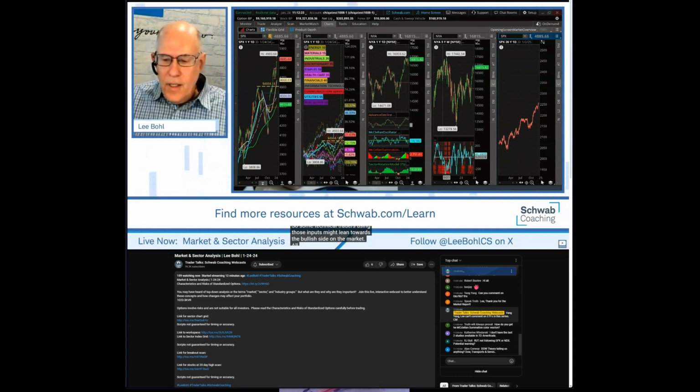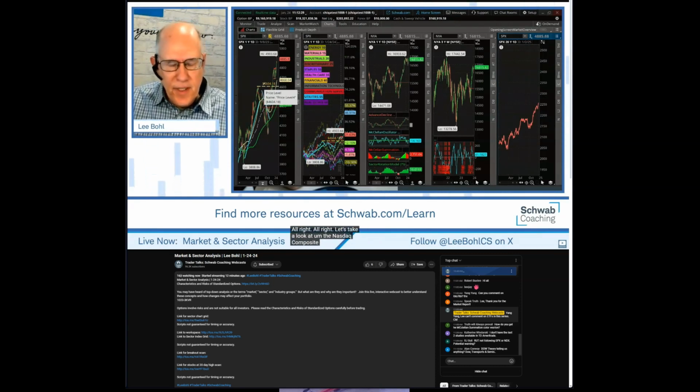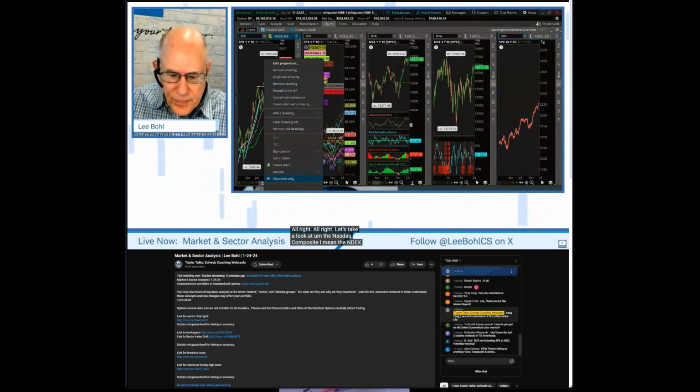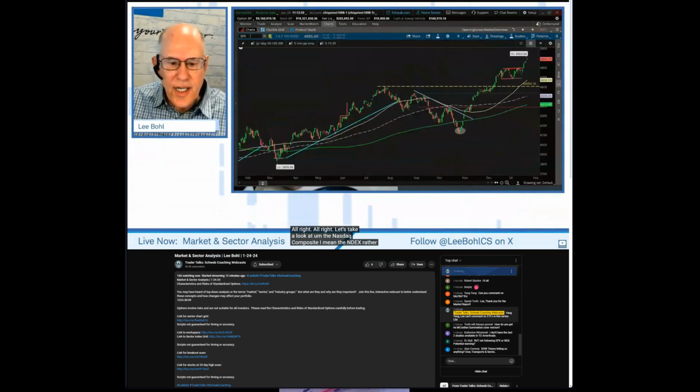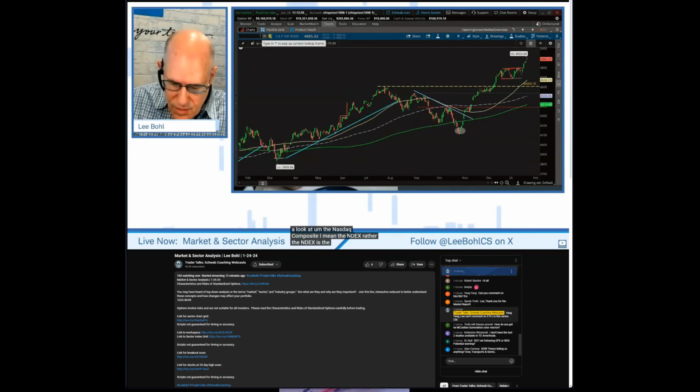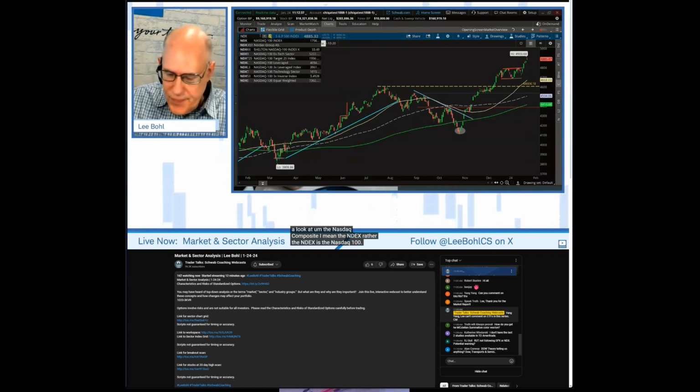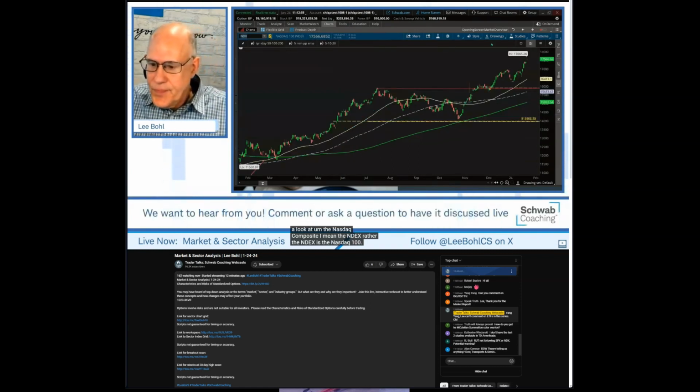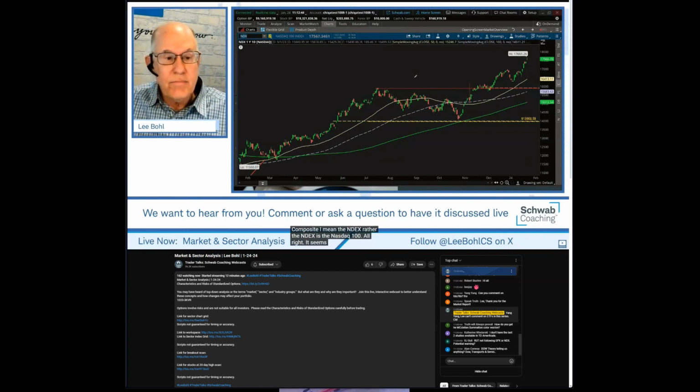All right. Let's take a look at the NASDAQ composite. I mean, the NDX, rather. The NDX is the NASDAQ 100. All right. It seems to be making an all-time high. Generally, new highs are not bearish.